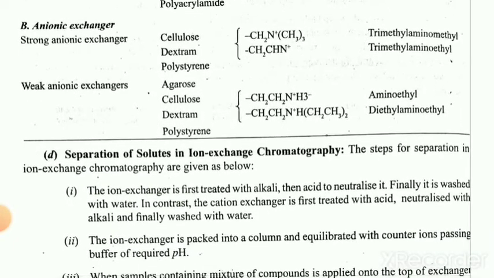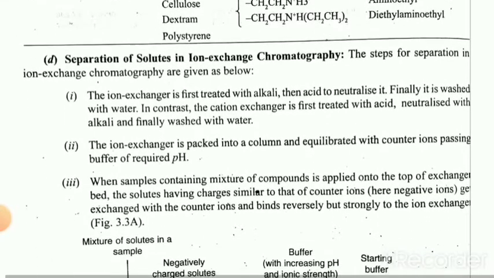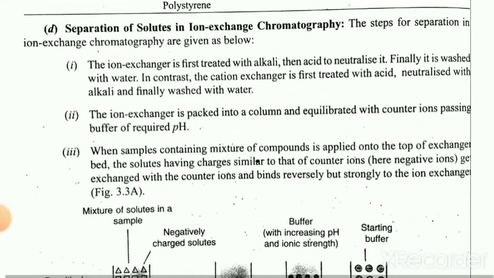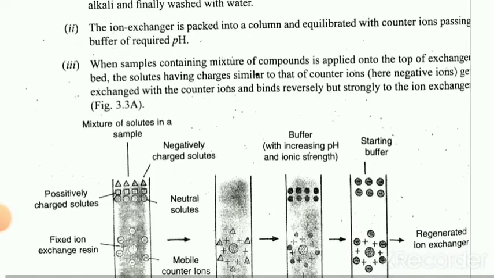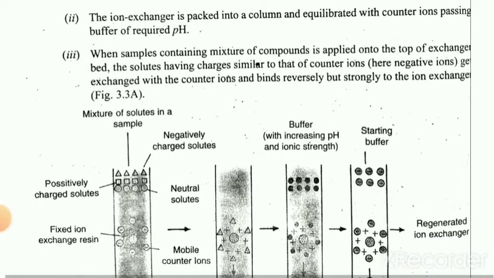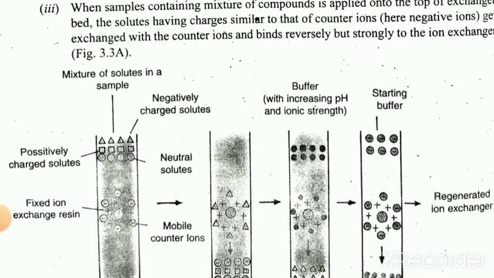1. The anion exchanger is first treated with alkali, then acid to neutralize it. Finally, it is washed with water. In contrast, the cation exchanger is first treated with acid, neutralized with alkali, and finally washed with water. 2. The ion exchanger is packed into a column and equilibrated with counter ions passing buffer of required pH.